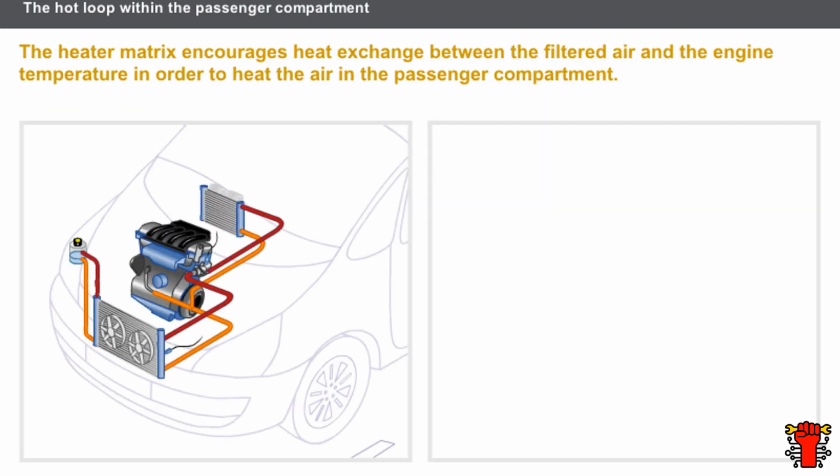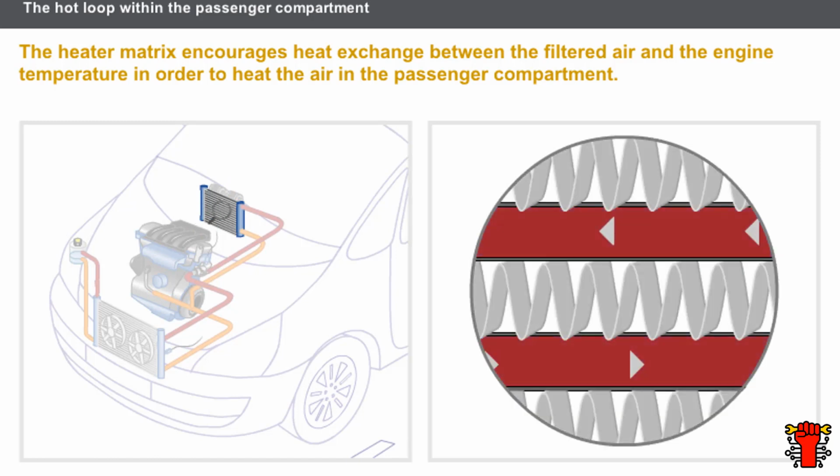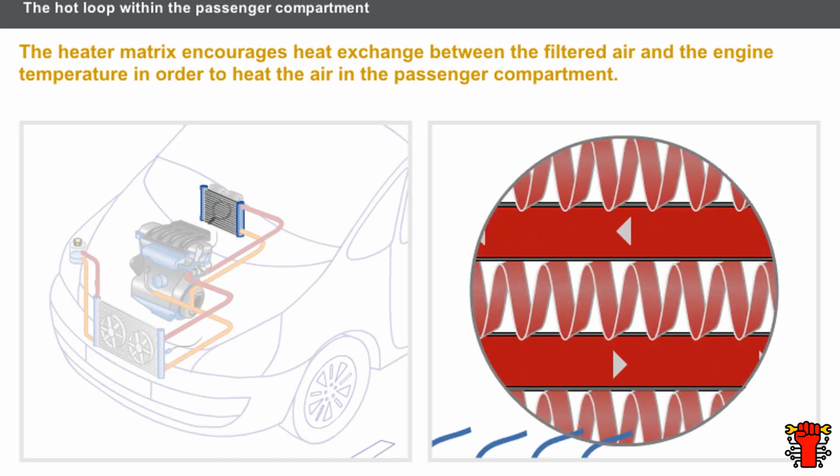Let us now introduce the heater matrix. The heater matrix encourages heat exchange between the filtered air and the engine temperature in order to heat the air in the passenger compartment. The heater matrix is incorporated in the heater unit and connected to the engine coolant circuit. At the heater matrix inlet, the temperature is the same as the engine coolant. The coolant flows through the different parallel pipes of the heater matrix. At the heater matrix outlet, the coolant, cooled by the passenger compartment fan, returns to the engine.